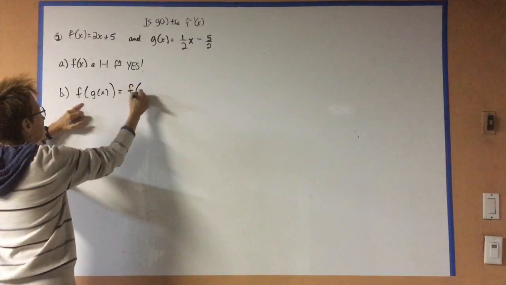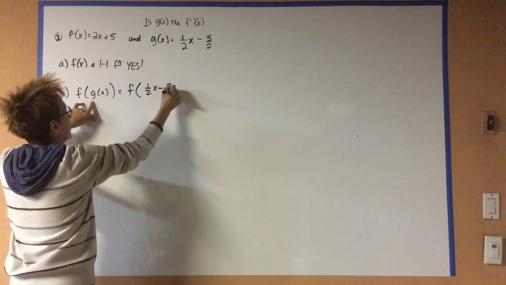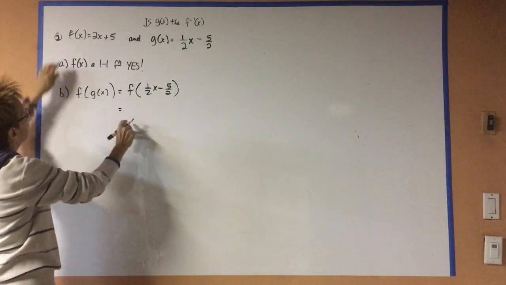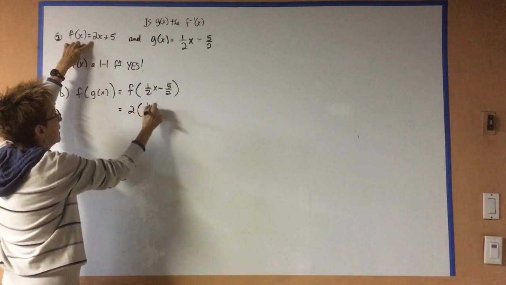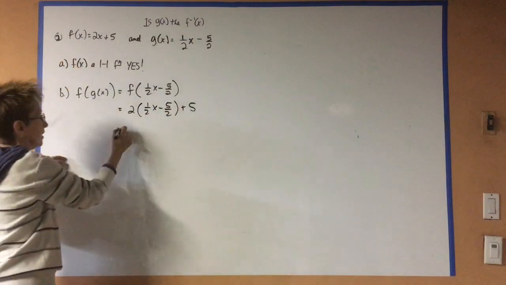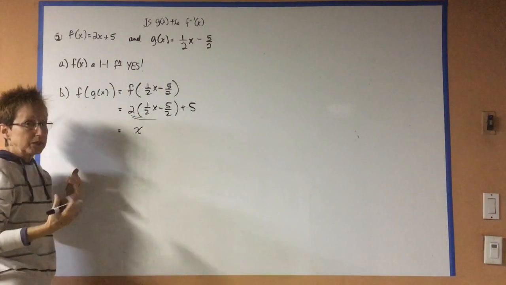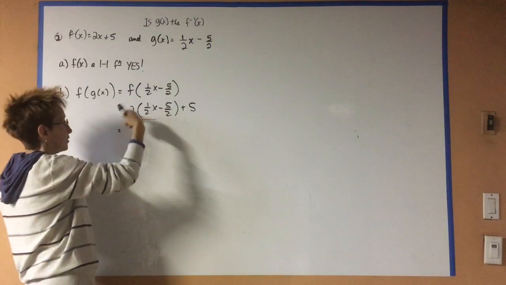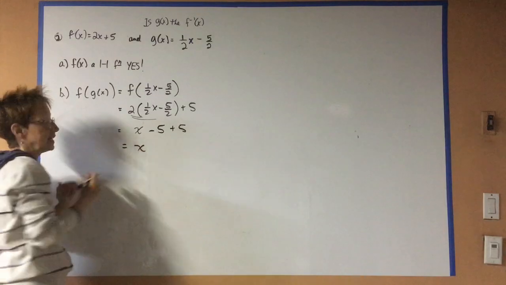F of g of x, f of now g of x is 1/2 x minus 5/2. So I'm going to put g into f wherever I see an x. So 2, here's my x, 1/2 x minus 5/2, and then add 5. So now when I distribute the 2, I get my x like I kept doing in the other one, and now look what happens. When I take 2 times the negative 5/2, the 2's cancel, I get negative 5, and then I add plus 5, and there it is, x.